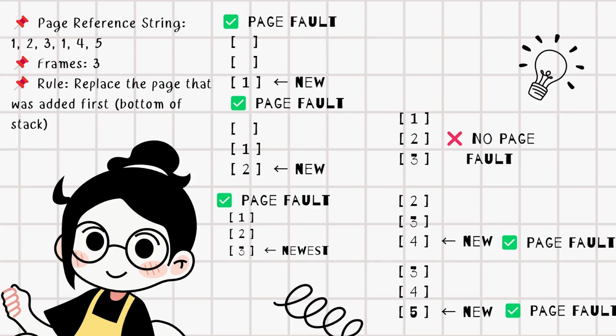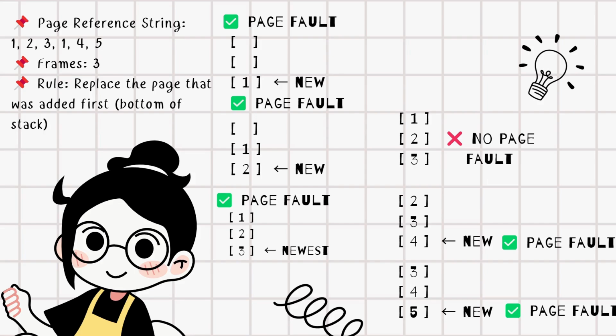Page 2 is now the oldest, so it gets replaced by page 5. Another page fault. In the end, we had a total of 5 page faults. The memory frames changed 2 times after the initial fill. Pages were removed in FIFO order, first page 1, then page 2.